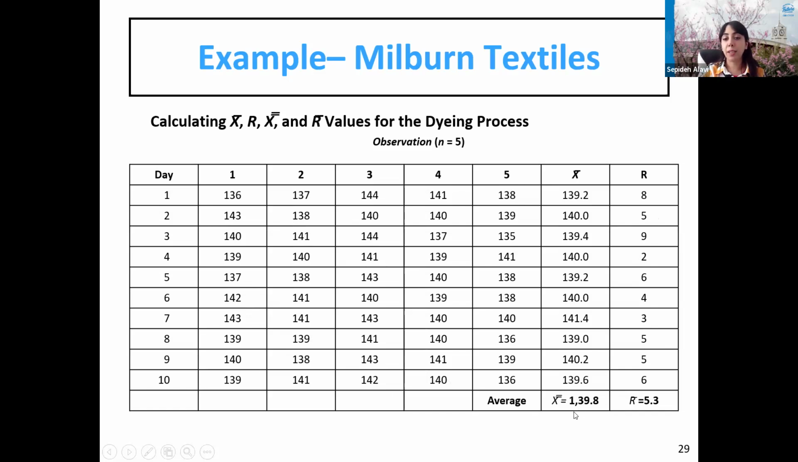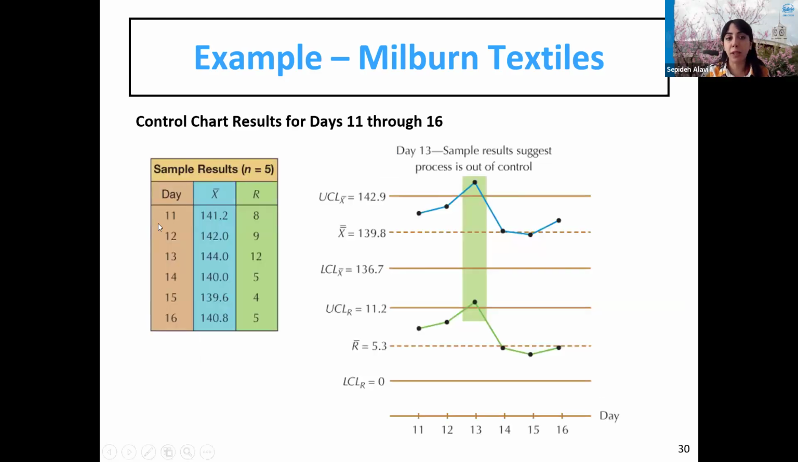Also, they take the average of all these averages. It's called X bar bar, X double bar, which is 139.8. They also take the average of ranges, which is R bar. The average of the R's is 5.3. These two values are used in order to create a base for the control charts, and they will use that control chart for monitoring their process in future days, starting from day 11.